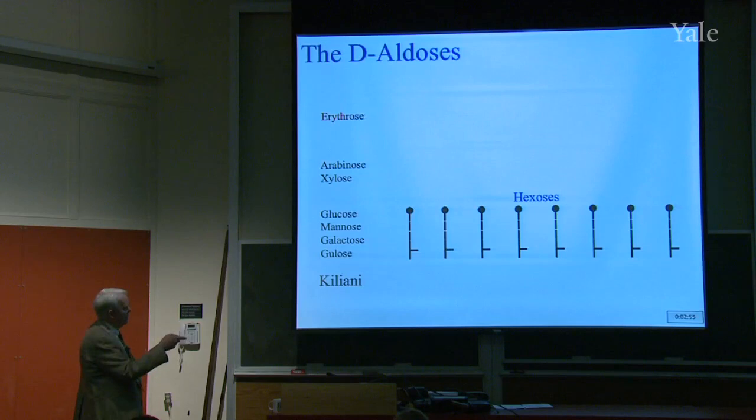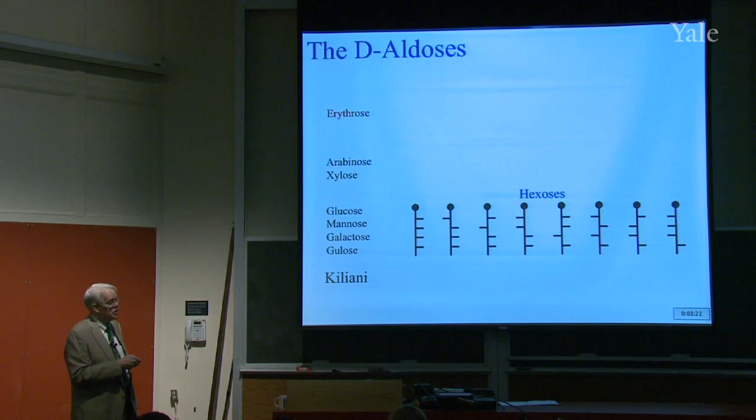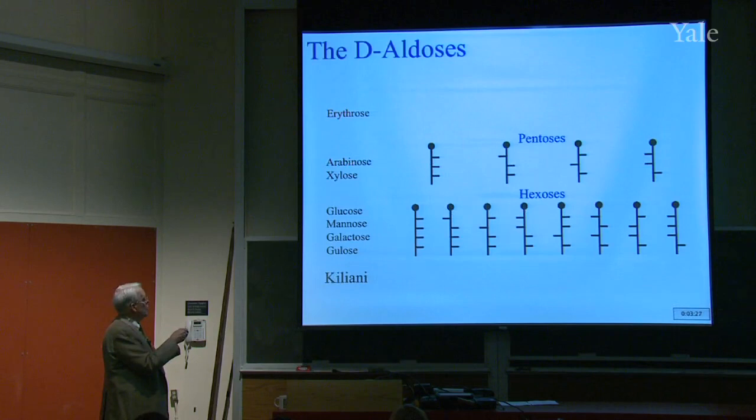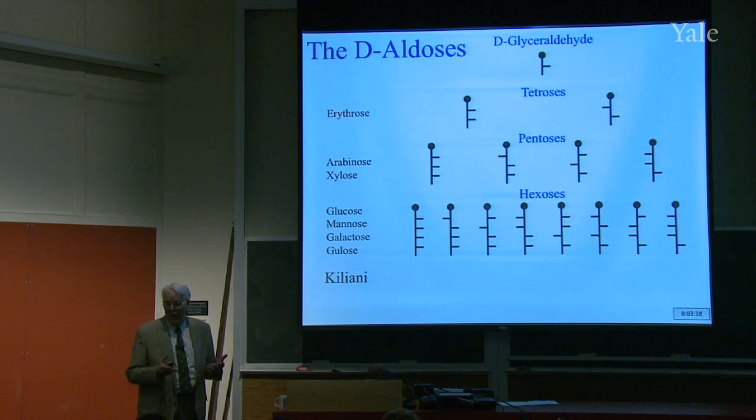Okay. Now, how can you draw them all out? You can draw it right, right, right, right, left, left, left, left. Then you can go right, right, left, left, right, right, left, left, and finally right, left, right, left, right, left, right, left. So you've got eight isomers. And four of them must be glucose, mannose, galactose, and gulose, but not arabinose and xylose, because as we just saw, Kiliani showed that arabinose was a five-carbon sugar, not a six-carbon sugar. It's a pentose. And erythrose is a tetrose, a four-carbon sugar. And finally, at the top, you have glyceraldehyde, the one that Fischer chose as the reference for what's D.